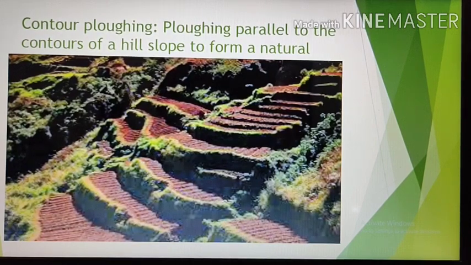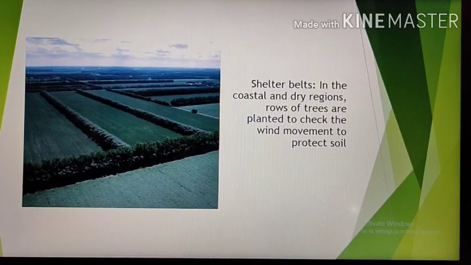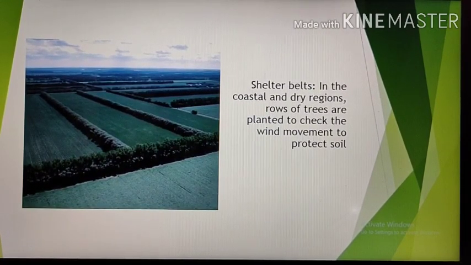The next method is shelter belts. Now in the coastal area and dry regions, rows of trees are planted to check the wind movement to protect soil cover. Now as you can see over here, rows of trees have been grown all around the field so that the wind movement can be controlled, so that it can protect soil.